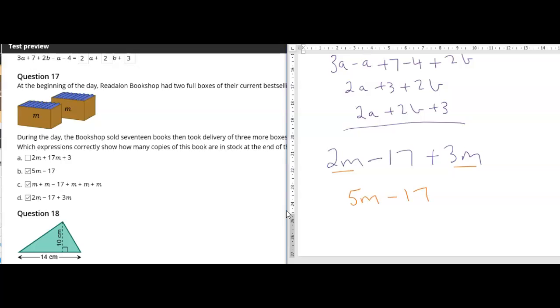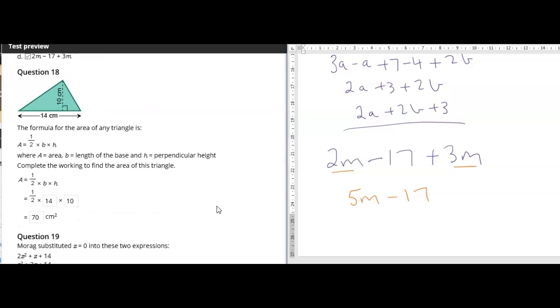And you can see they've rewritten the same thing 3 different ways. So if you chose any of those 3, I'll give you the answer. But just noticing that there were more than 3. It did say which expressions with an S. So that gave you a hint that there was more than one answer. But if you selected any of those 3, I'll give you the mark.